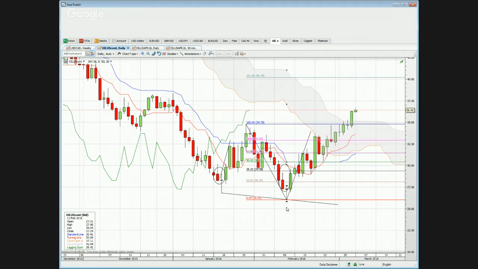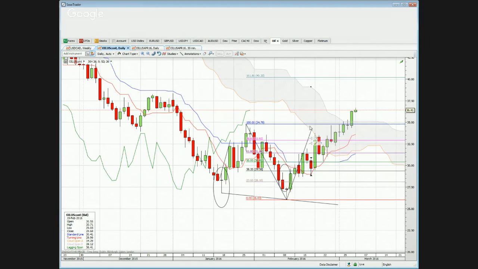And this is on a daily continuation chart. This is showing the April price from the Saxo platform. So yeah, this was pretty crucial, pretty important.